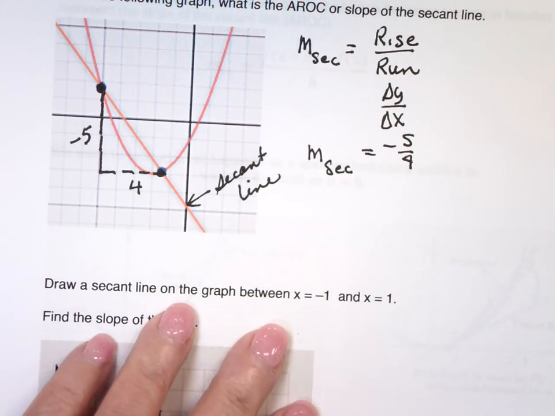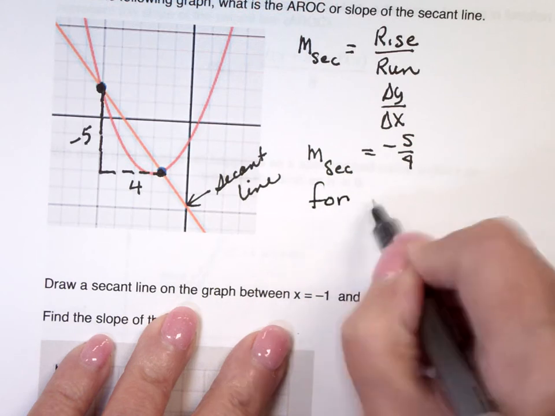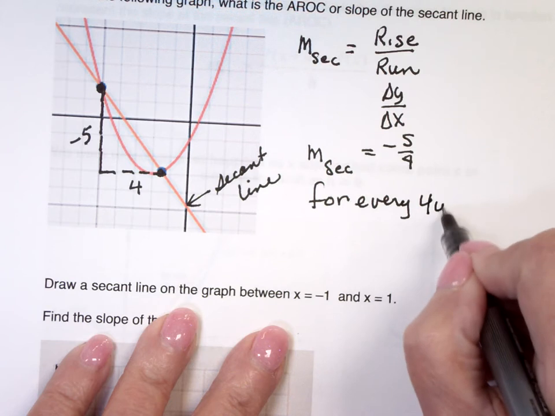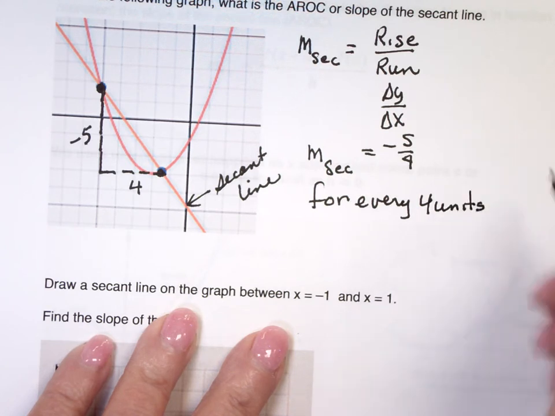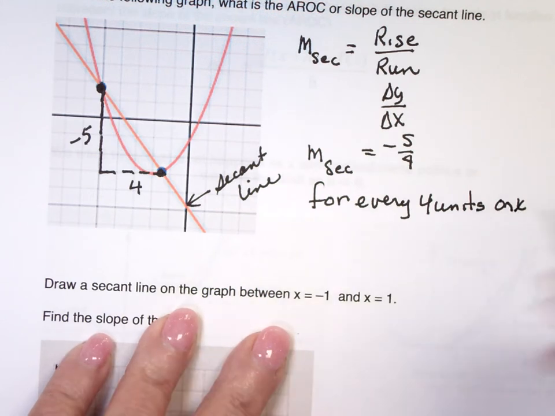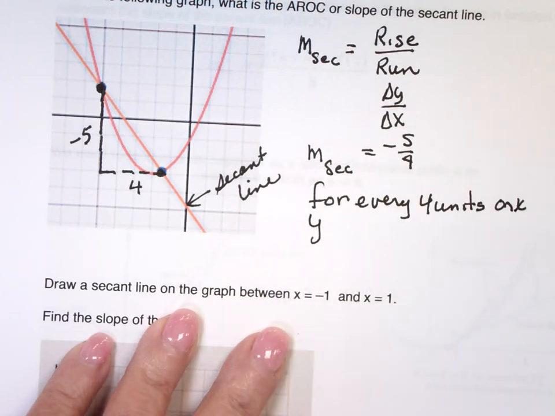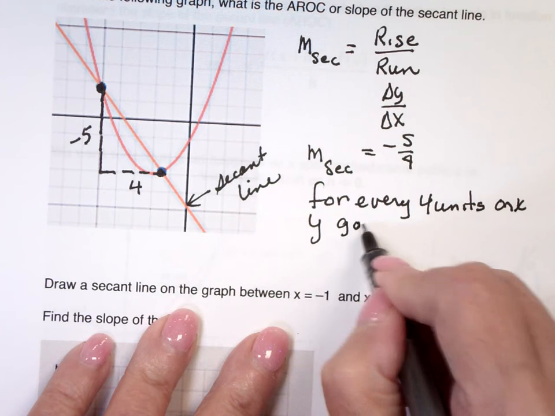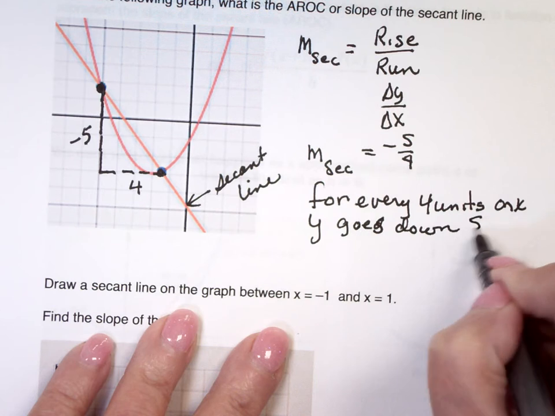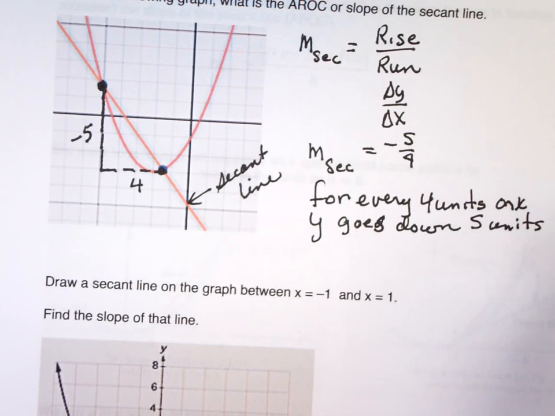The question is, what's it telling me? For every 4 units on x, what happens? Y does what? Y goes down 5 units. It's talking about the relationship. X changes, Y changes as a result.